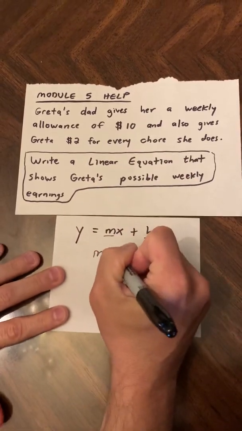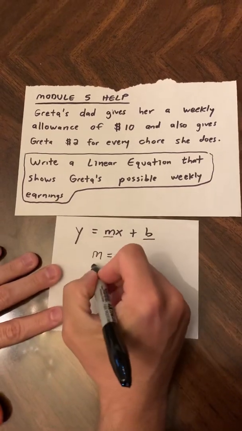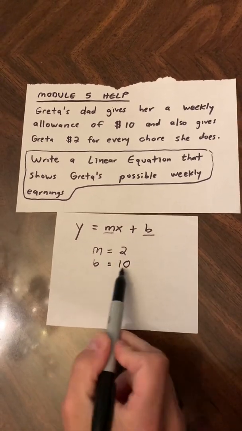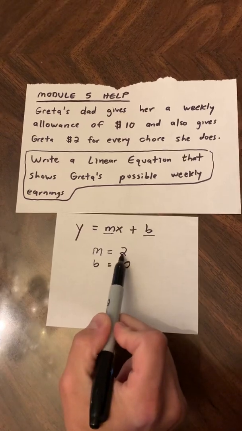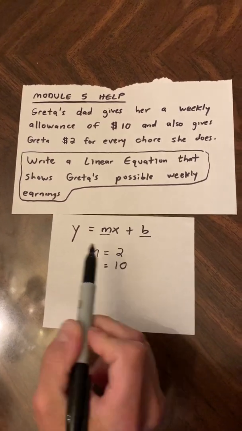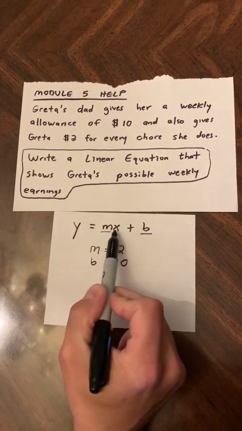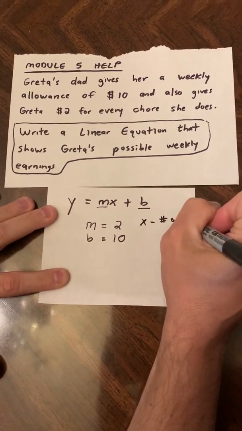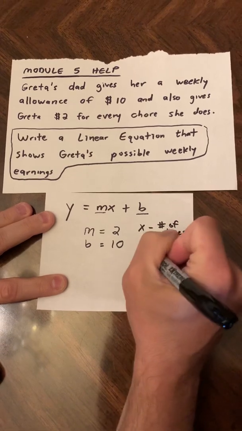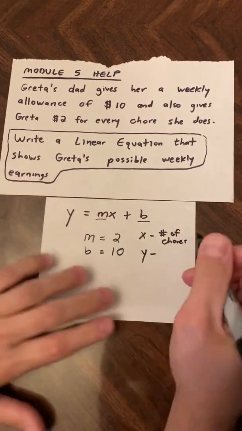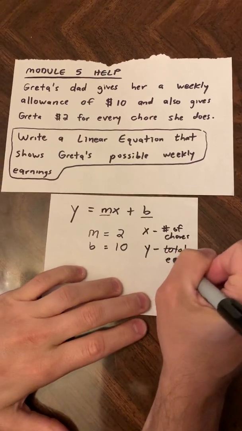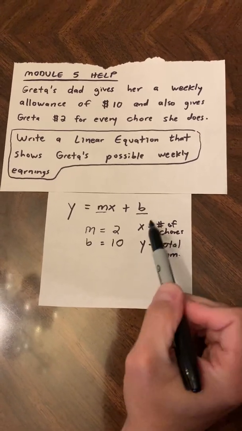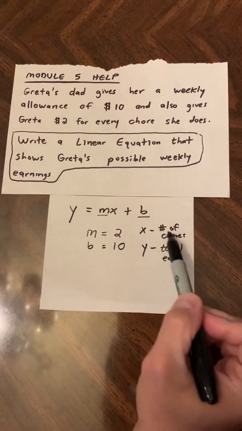So our m in this problem is 2, that's our slope. And our b, our y-intercept, is going to be 10. That's our starting amount. Our y-intercept is always our starting amount, and our slope is our rate of change. That's how much it goes up for every chore she does. So x and y are very important here. X represents how many chores she does. And y, in this problem, is what we're trying to figure out, her total earnings, how much she earns. This is called our dependent variable, because it depends on how many chores she does. That's our independent variable.